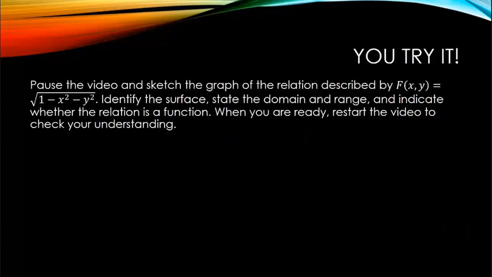So now you get to try it. Pause the video and sketch the graph of the relation described by capital F of xy is equal to the square root of the quantity 1 minus x squared minus y squared. Identify the surface, state the domain and range, and indicate whether the relation is a function or not. When you're ready, restart the video to check your understanding.